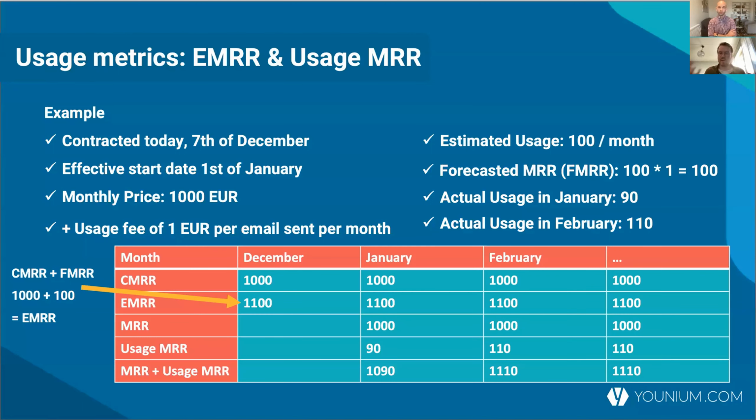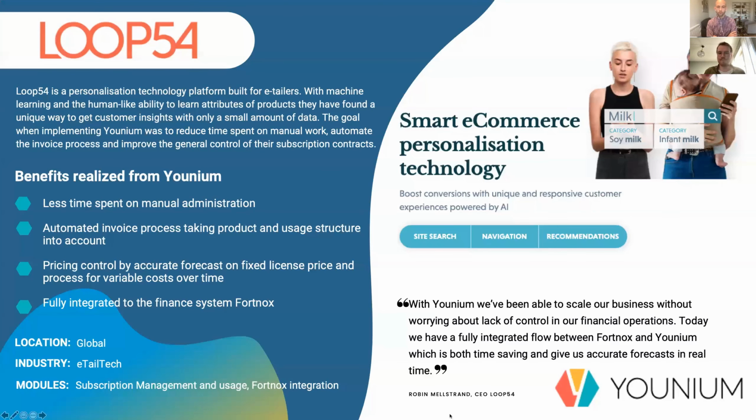Before wrapping this up, I'm going to show you a customer story. Loop 54, you might understand they're using Younium, right? That's the point. They're a smart e-commerce personalization technology to boost conversions with unique and responsive customer experiences. I would highlight a couple of things here connected to what we talked about today. First of all, in their subscription stack, in their pricing model, they have both a fixed monthly price that is more easily measurable, plus also a lot of variable fees, user-based fees, and they're able to have control over this and get accurate forecasts with these metrics that we talked about.